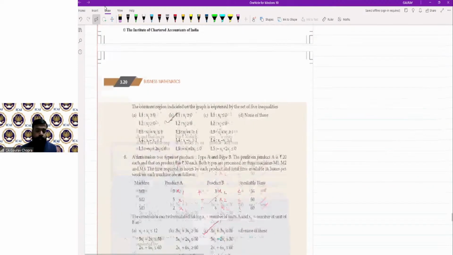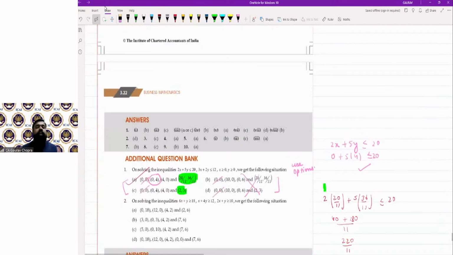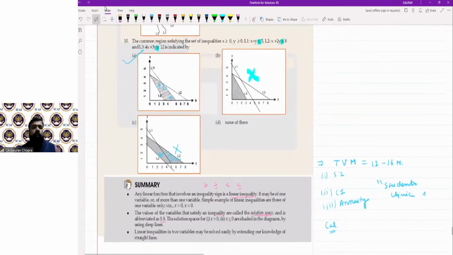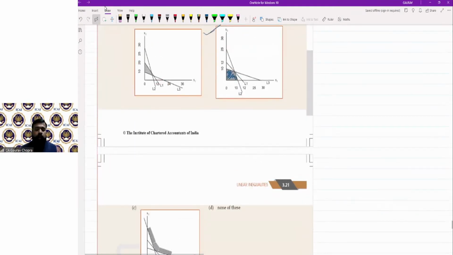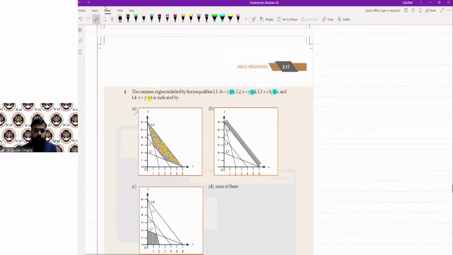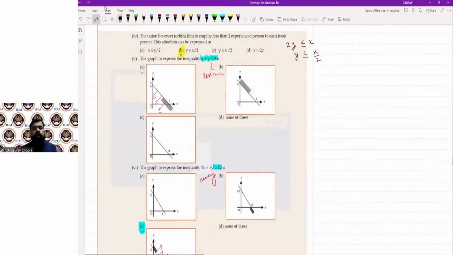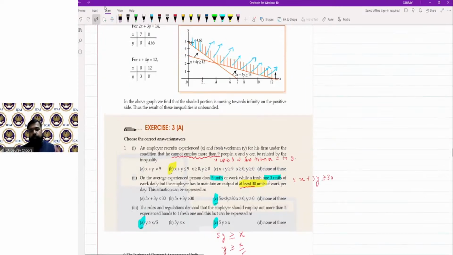So we have completed all these questions, the additional question bank as well. Each and every example question we have covered. So now you can easily revise within an hour or two. And the weightage of the chapter is normally 1 mark, 1 or maximum 2 marks can be there.